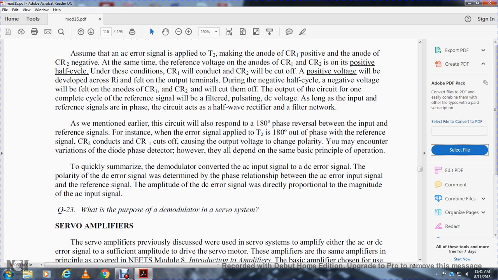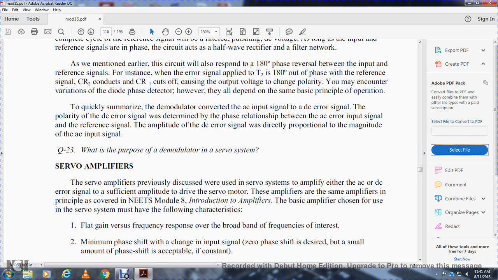But quickly, in summary, the demodulator converts the AC input signal to a DC error signal. The polarity of the DC error signal is determined by the phase relationship between the AC error input signal and the reference signal. The amplitude of the DC error signal is directly proportional to the magnitude of the AC input signal.